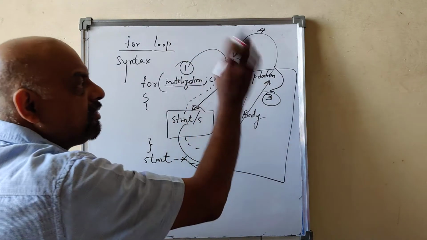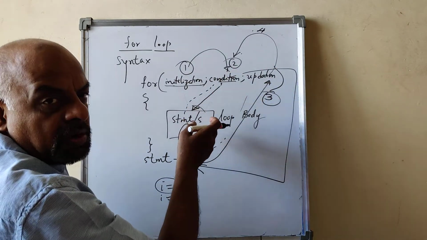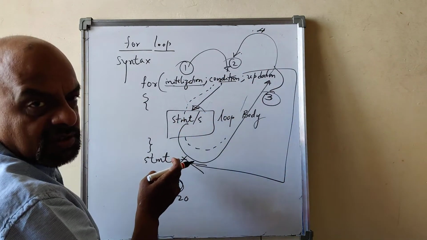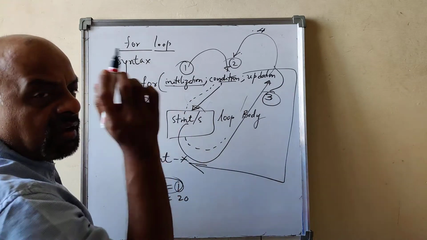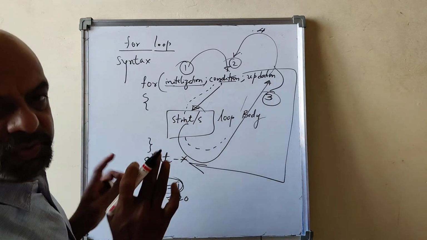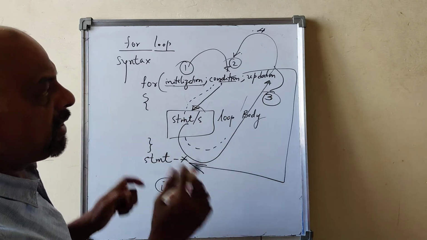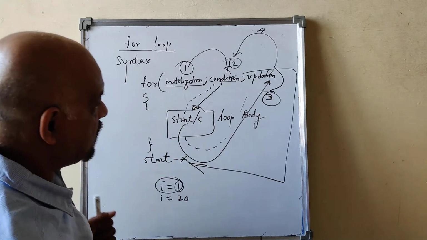Suppose at the very start the condition is false, you don't enter the loop body, you directly come out of the for loop. The loop is terminated and you directly come out of the for loop. This is how it works. With the help of one example and a working flowchart, you will understand that.